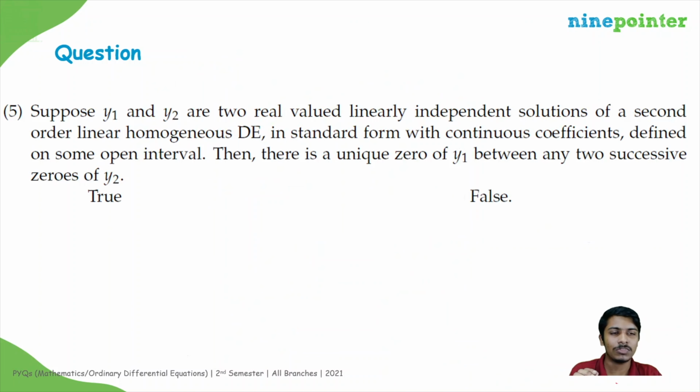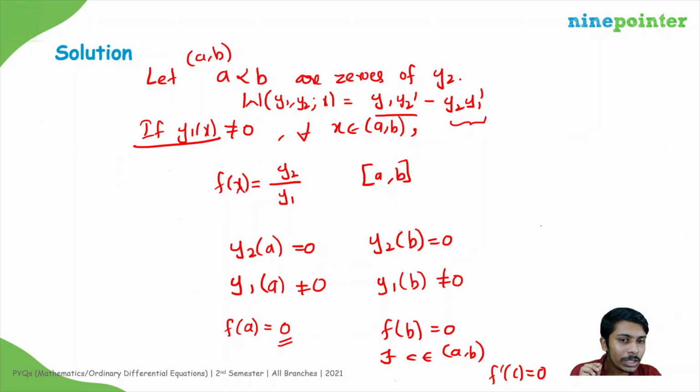Let me just summarize the proof. What have we actually done? Firstly, we considered the case of y1 being not equal to 0 at every point. That means there will be no zeros of y1 between two zeros of y2. Let us check if that is possible. So we considered the function y2 by y1 and found a contradiction, which said that there will be some root of y1 between a and b.